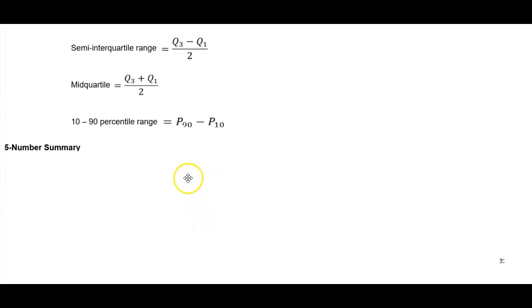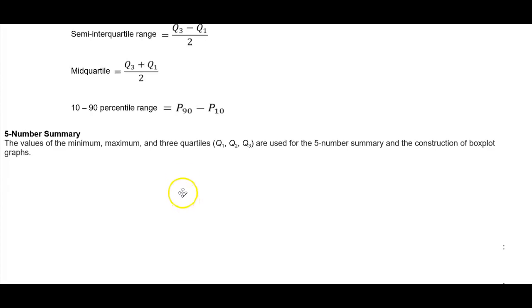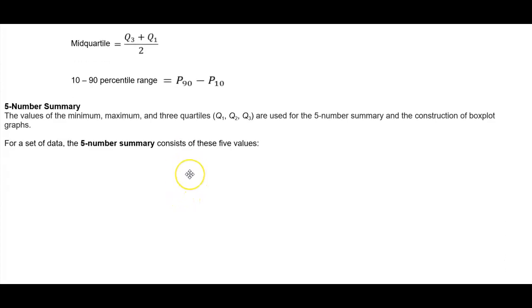And then the last part here is the 5-number summary. Now, the values of the minimum, maximum, and 3 quartiles are used for the 5-number summary and the construction of box plot graphs. So, for a set of data, the 5-number summary consists of these 5 values.